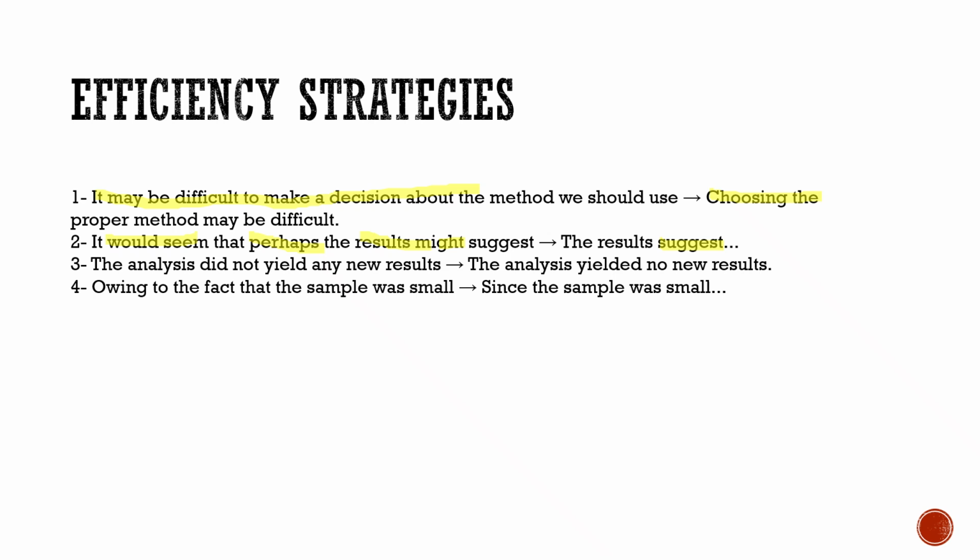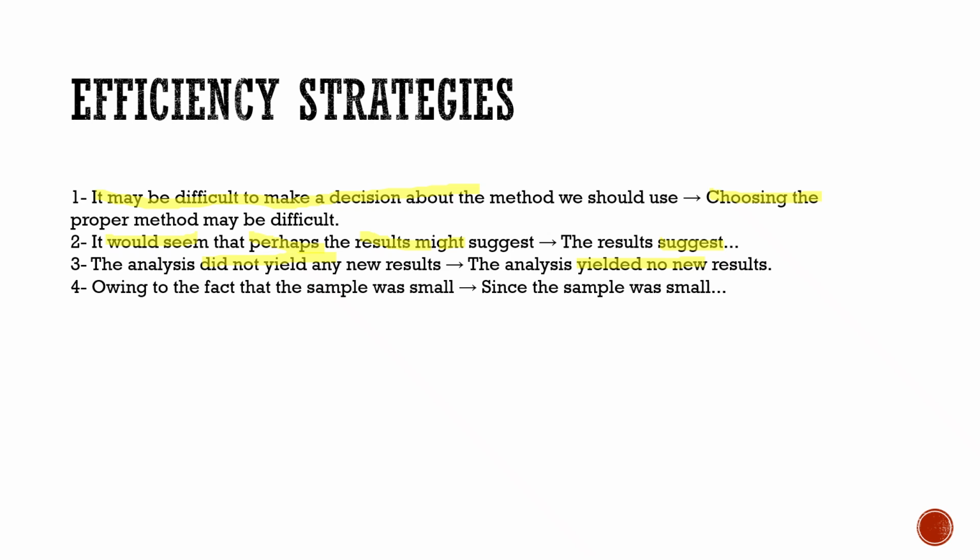In the third example here, we have: did not yield any result. This leads us to the third strategy, which is to prefer positive phrasing over negative constructions, because in English, expressing what is rather than what is not is inherently more concise. So we can see here: the analysis yielded no new results. It's simply more concise, and we have avoided unnecessary auxiliary verbs.